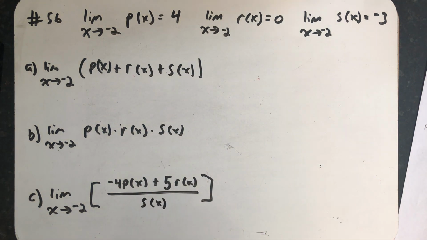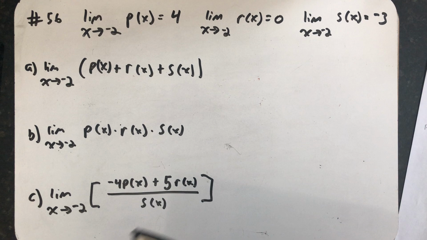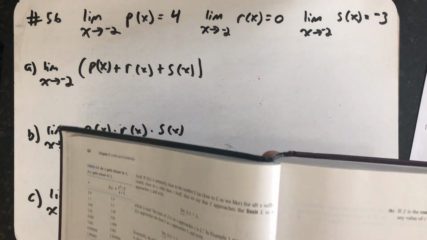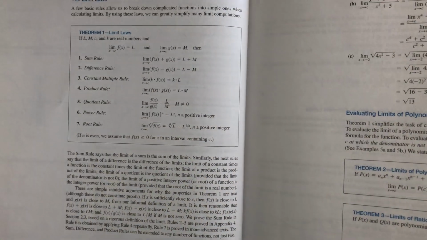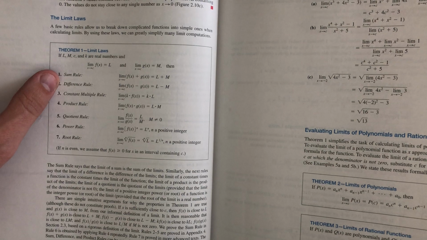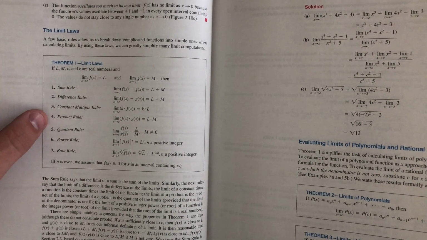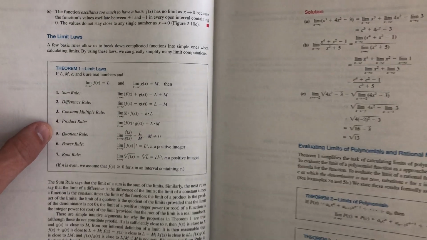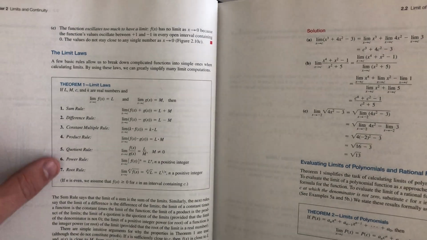And we could probably do a lot of this mentally, but I want to use this as an exercise in using correct notation. So, the primary tool here is Theorem 1, or limit laws, that I can break up limits around sums, differences, I can pull out constant multiples, I have a product rule and a quotient rule for limits, a power rule and a root rule.